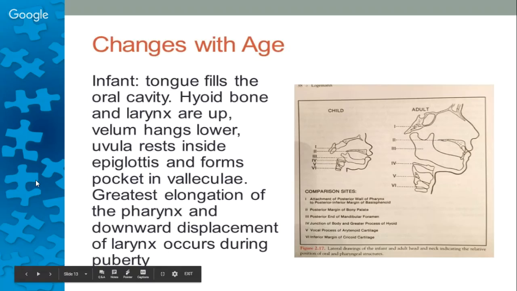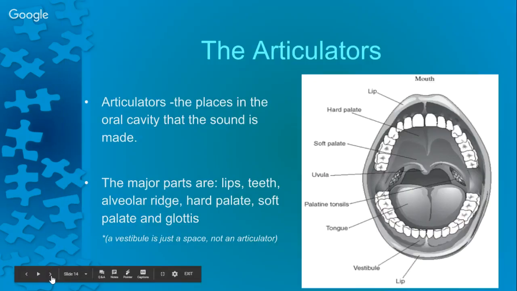As an SLPA student, you certainly don't need to know these differences, at least not for the purposes of this course, but I did want you to be able to take a look and see what those differences look like. Here's what you do need to know. You do need to know the names of the articulators, and the articulators are the places in the oral cavity that we use to make speech sounds.